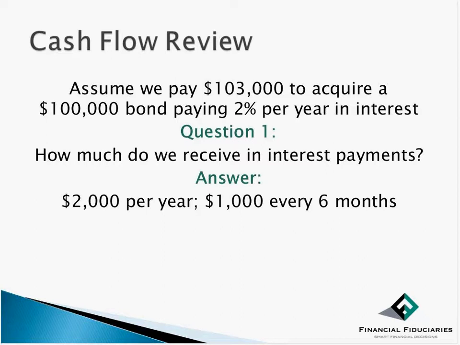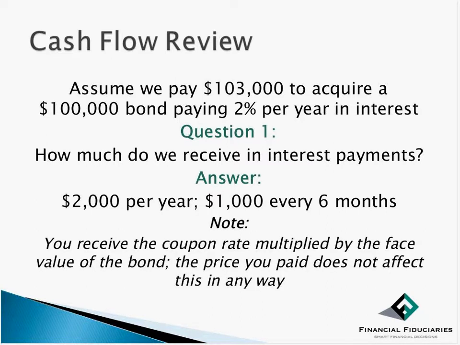We get the $1,000 on August 28th and $1,000 on February 28th. So the interest payments that we receive are not affected at all by what we've actually paid for the bond. If we pay 103, if we pay 110, if we pay 90, none of that is going to change what we're going to get in interest. Our interest is going to be the coupon rate multiplied by the face value of the bond, or 2% times the 100,000, or it's going to be $2,000 per year.